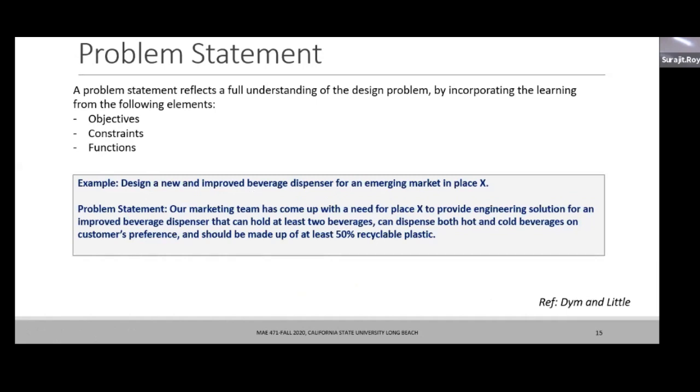So if I actually put in some more details, like let's say I said that our marketing team has come up with a need for this solution for an improved dispenser, beverages as a constraint, can dispense both hot and cold beverages, and should be made up of 50% recycled plastic. So these are nothing but I'm just listing some attributes, some constraints, some functions, some desired features, and I'm just creating a specific statement that is going to be addressing the need of the customer. And that is what we call a problem statement.